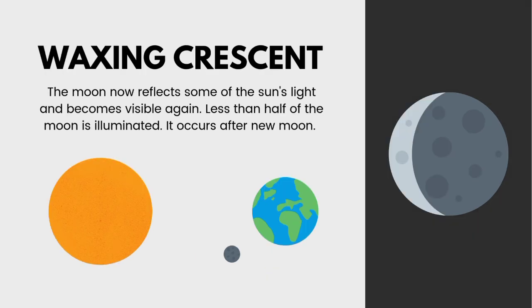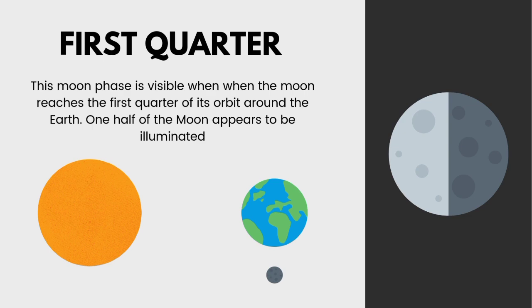The second one is the waxing crescent. The moon now reflects some of the sun's light and becomes visible again. Less than half of the moon is illuminated. It occurs after the new moon. First quarter. This moon phase is visible when the moon reaches the first quarter of its orbit around the Earth. One half of the moon appears to be illuminated.